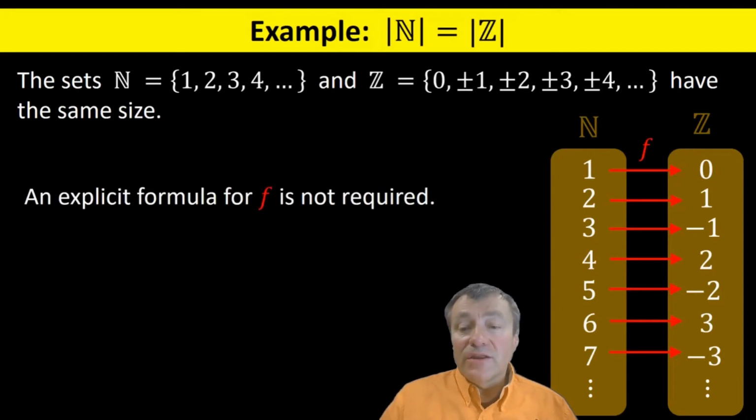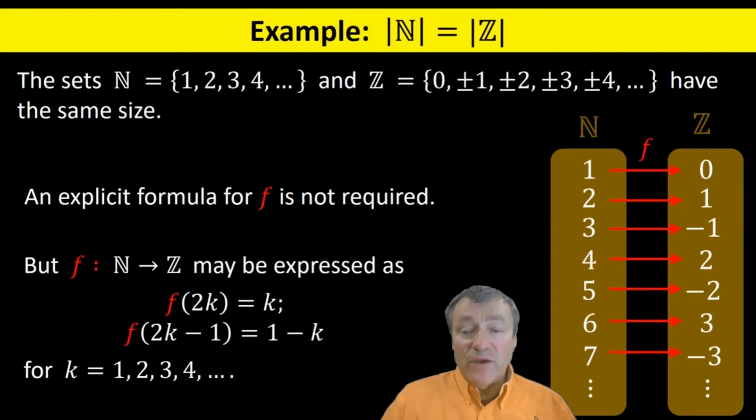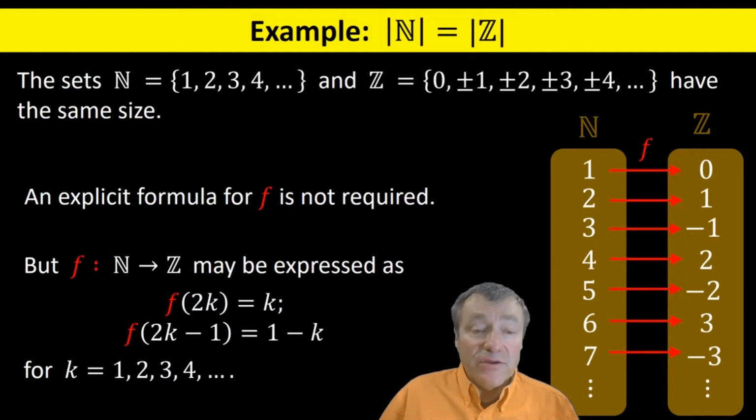I've not written down an explicit formula for the bijection, but you can clearly see what it is and believe that it is a bijection. And most of the time, we're just happy with that. If you ever did need an explicit formula for this function, here it is. But that's not the point.